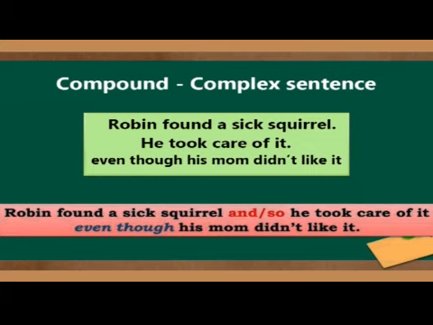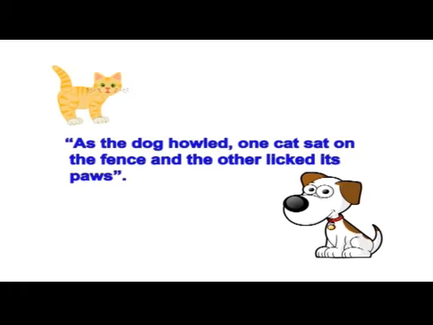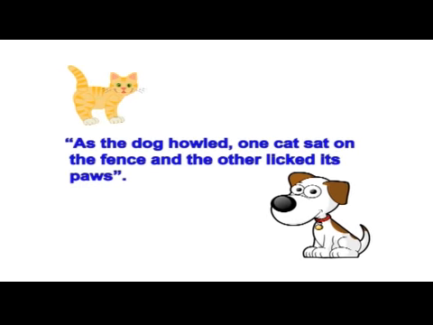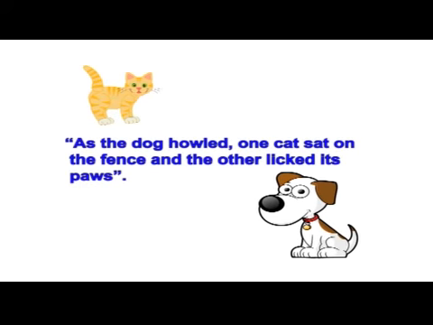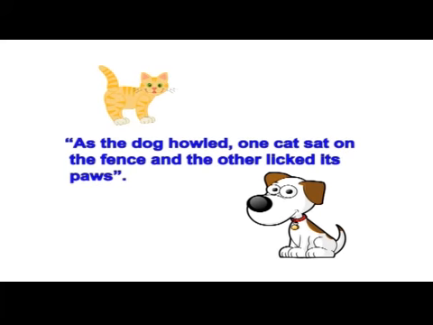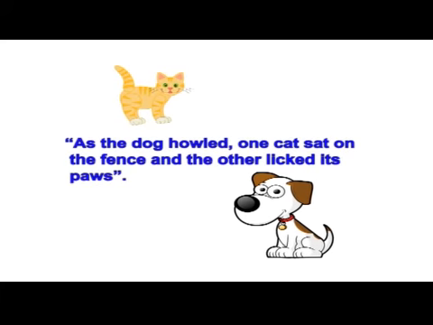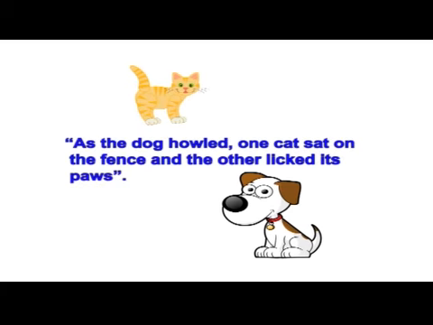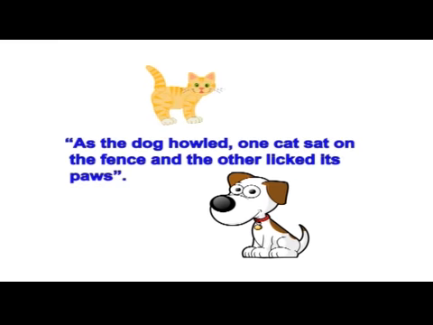A compound complex sentence contains at least one independent clause and at least one subordinate or dependent clause. You will understand this very easily if you have understood compound and complex sentences. Let me give you an example of a compound complex sentence. As the dog howled, one cat sat on the fence and the other licked its paws. This type of sentence generally has two independent clauses joined by one or more dependent or subordinate clauses.